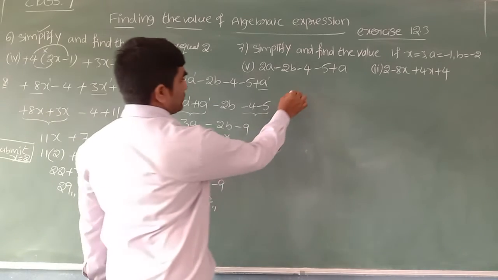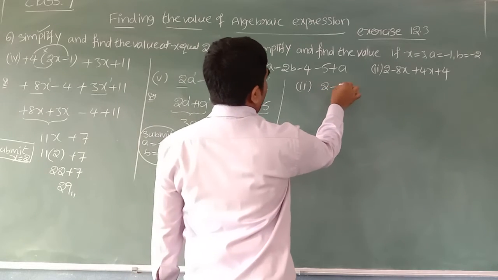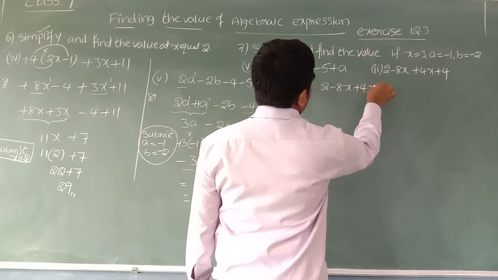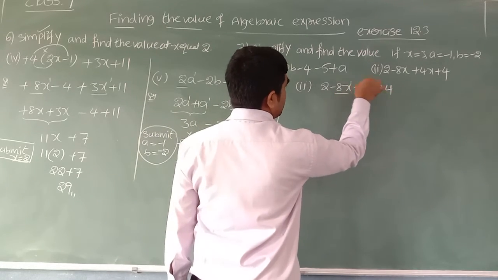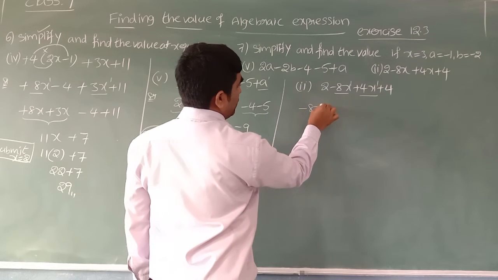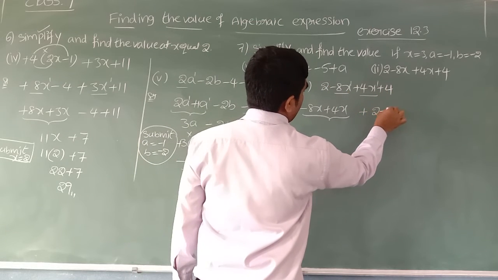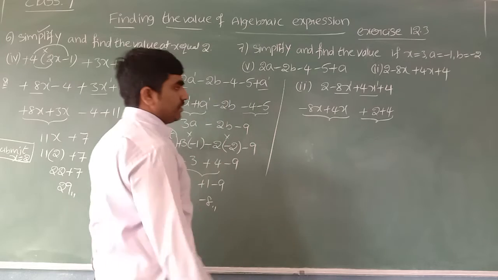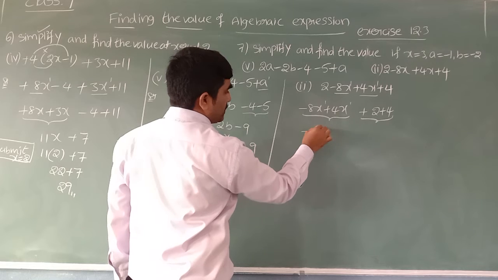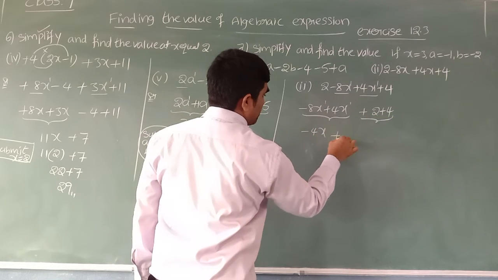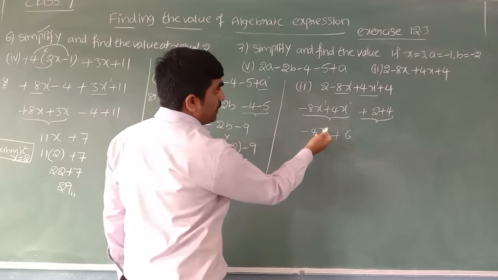We'll see one more, beta. Second one: 2 minus 8x plus 4x plus 4. Identify the like terms, write them together. These both are like terms, same variable x, same power 1. So these two terms we write together and make a single term. And these two constants we also write together, simplify them and make a single term. Simplify the coefficients: minus 8 plus 4 is minus 4x, and 2 plus 4 gives plus 6. Now it is simplified. Both are unlike terms, we can't simplify more. Now substitute, x equal to how much?